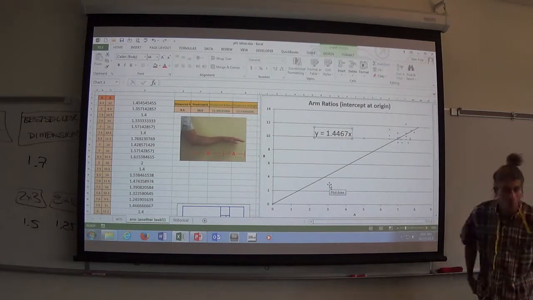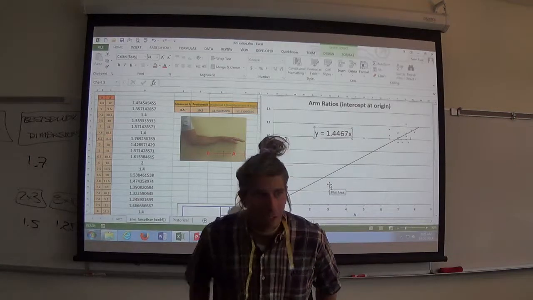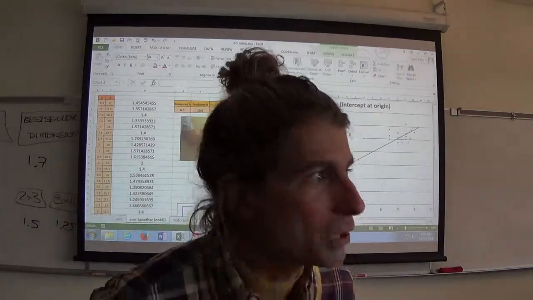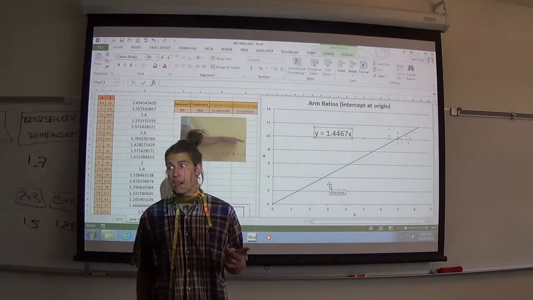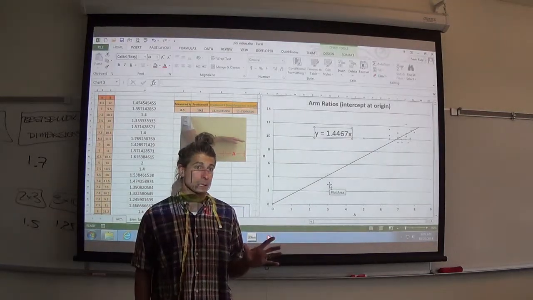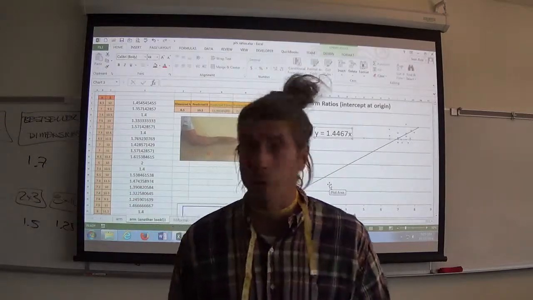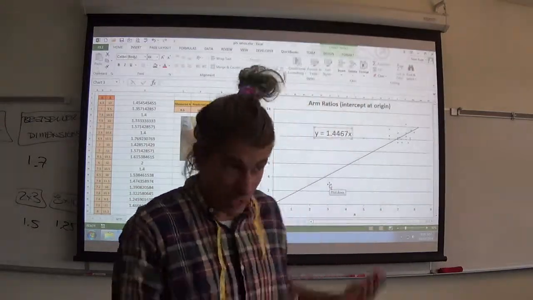1.4, 1.45. What's that kind of close to? 1.6. That's pretty close to the golden ratio, isn't it? Yeah. That's pretty close to the golden ratio. Now, why is it pretty close to the golden ratio? I don't know. It just is, right?